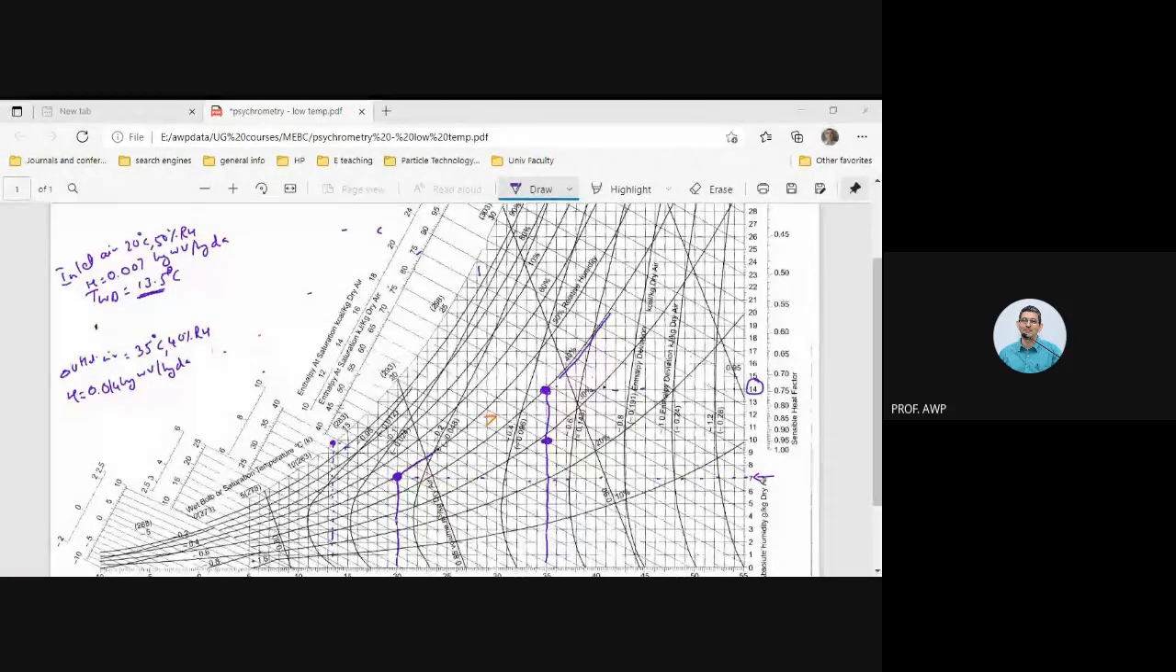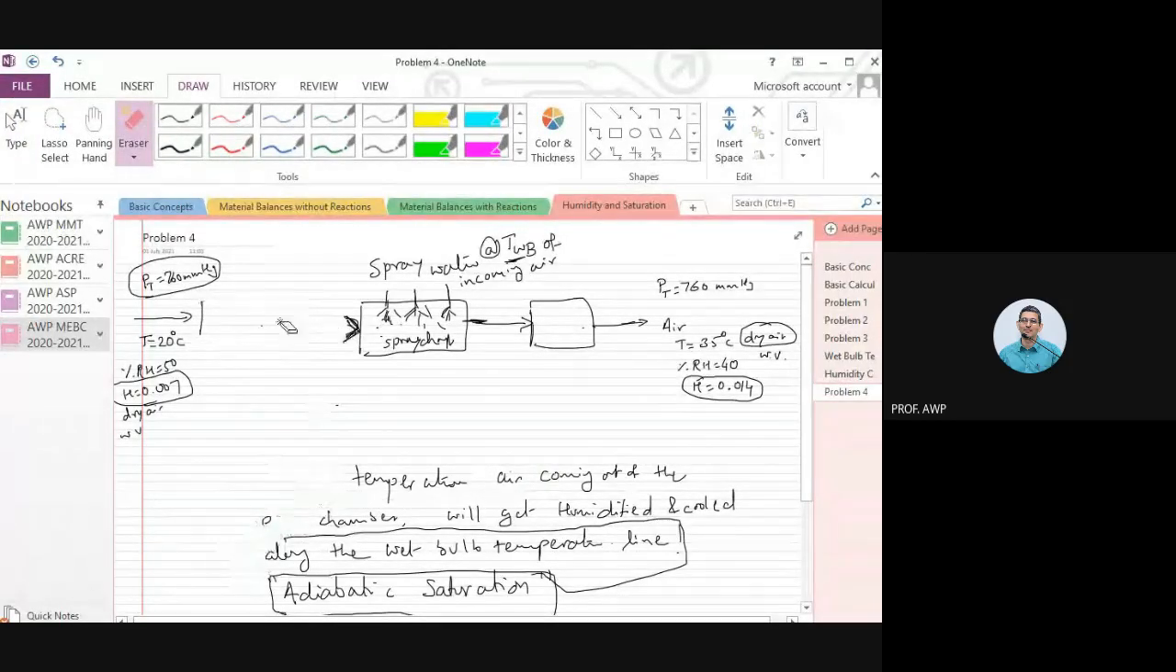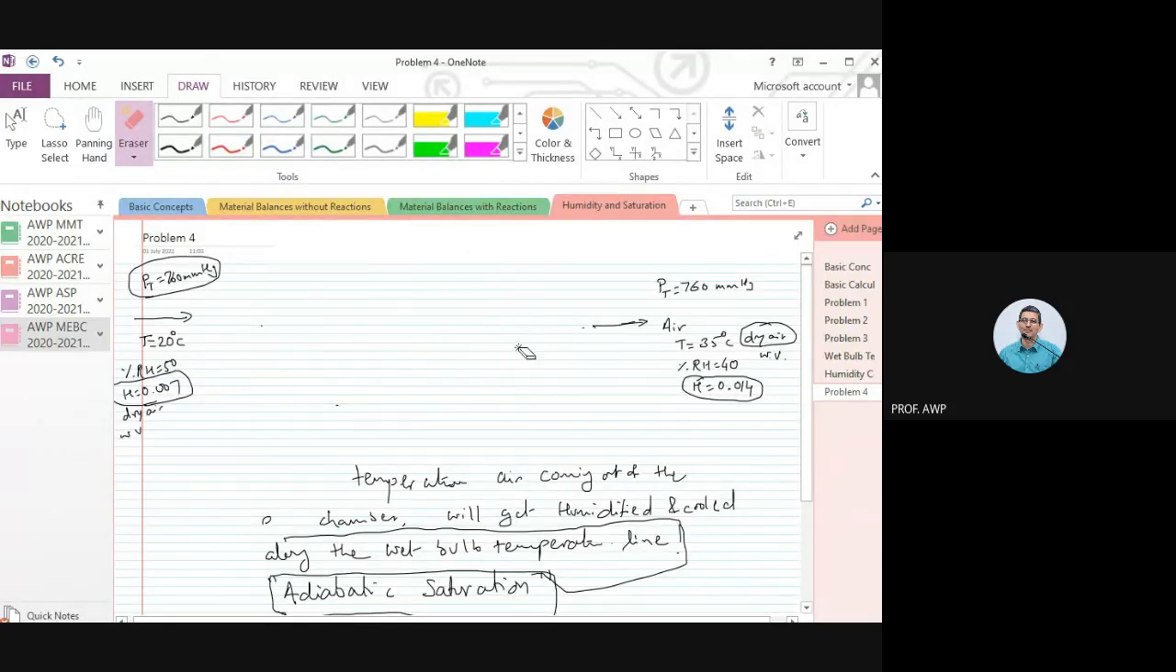Can you think of a situation like this? We can spray water at a temperature whose wet bulb temperature would have a humidity of 0.014. Right. So let us do it like this. What we will do is we will not spray water immediately. We will do it in 3 steps.